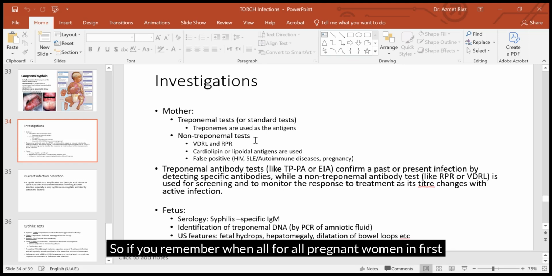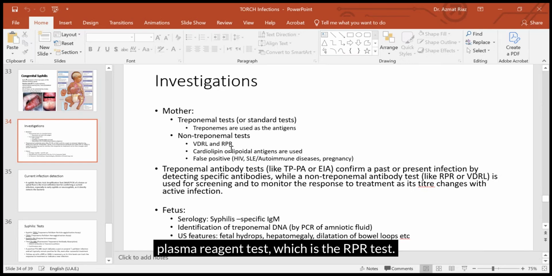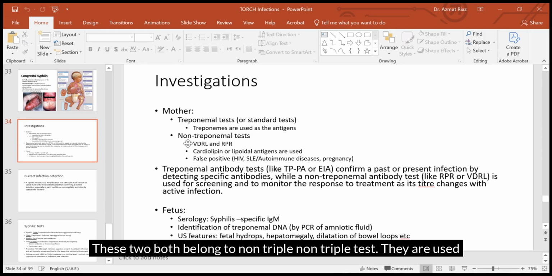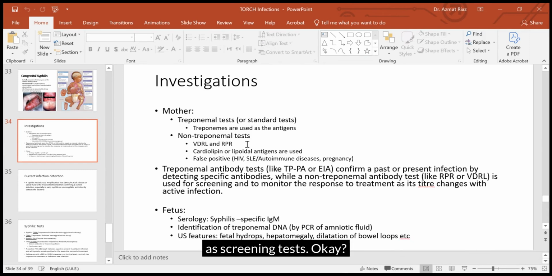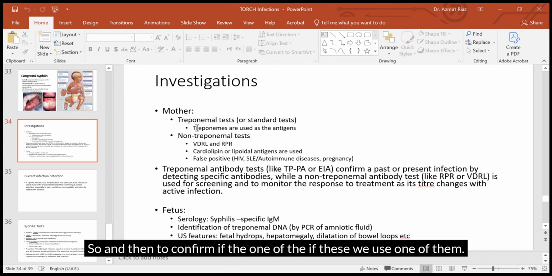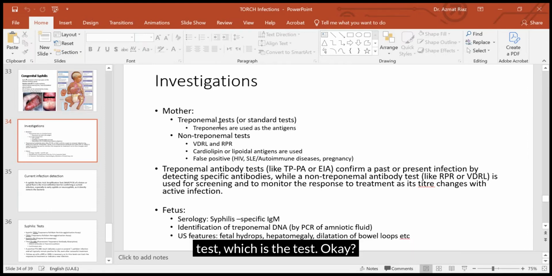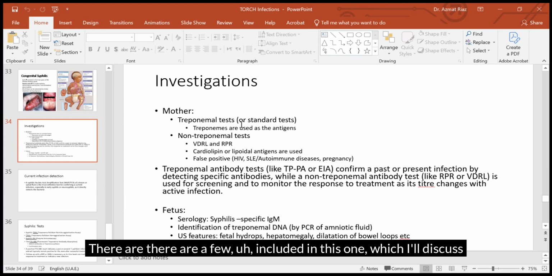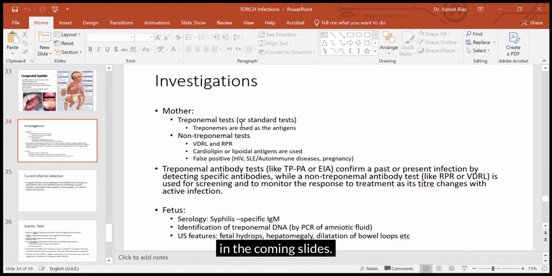If you remember, for all pregnant women in the first trimester, the booking blood tests include testing for syphilis, which is either VDRL, the venereal disease research laboratory test, which is a blood test, or the rapid plasma reagent test, which is the RPR test. These two both belong to non-treponemal tests. They are used as screening tests. If either of these is positive, then we have to do confirmatory tests, which are the treponemal tests. There are a few included in this group, which I'll discuss in the coming slides.